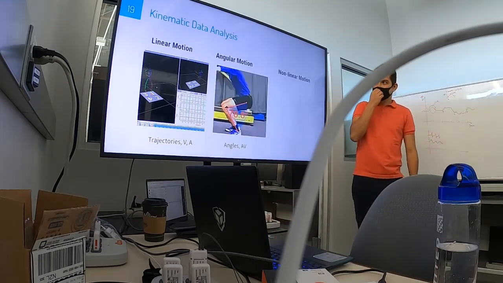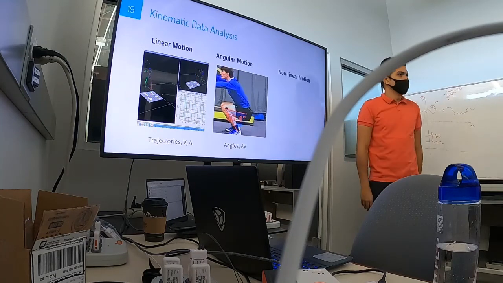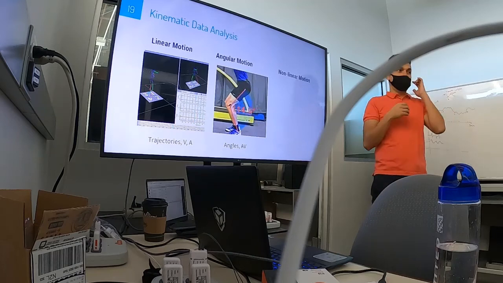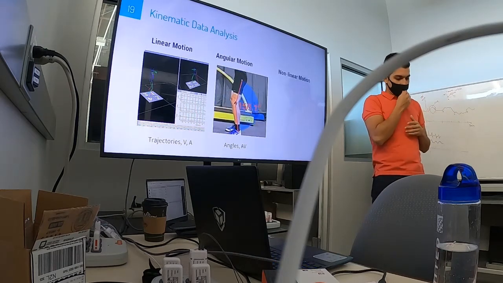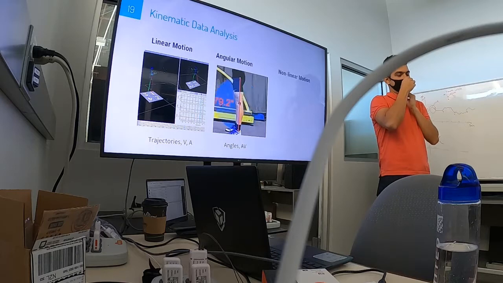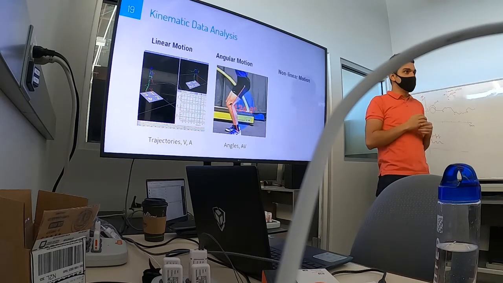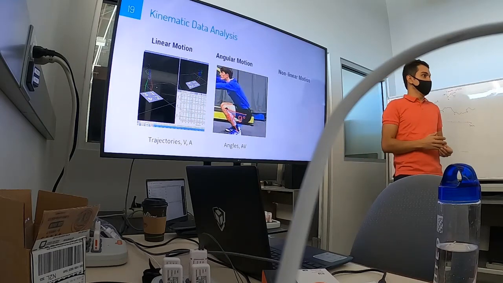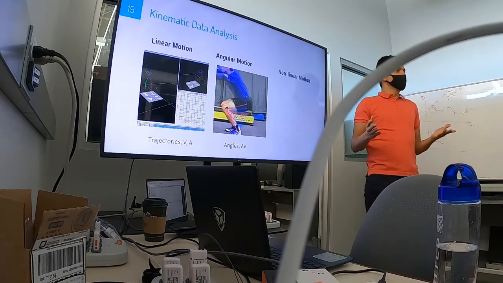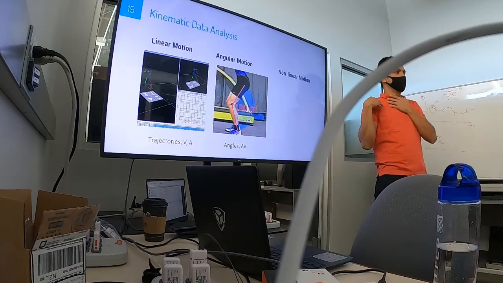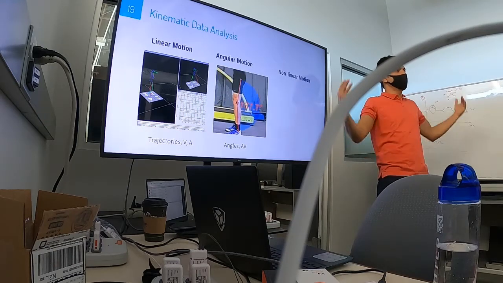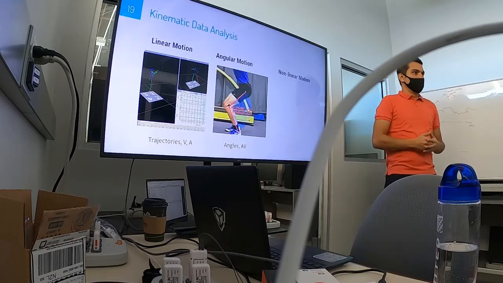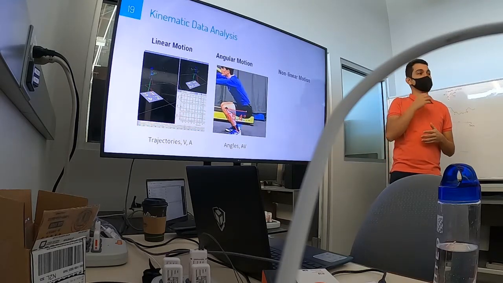More interestingly, and with a little more complexity involved, you can also record angular motion. In physiotherapy and a lot of biomechanics analysis, what you really want to do is improve what is called the range of movement. The range of movement is defined by the fact that every one of the joints that we have has a specific range in which it can move, a minimum and a maximum in terms of degrees.